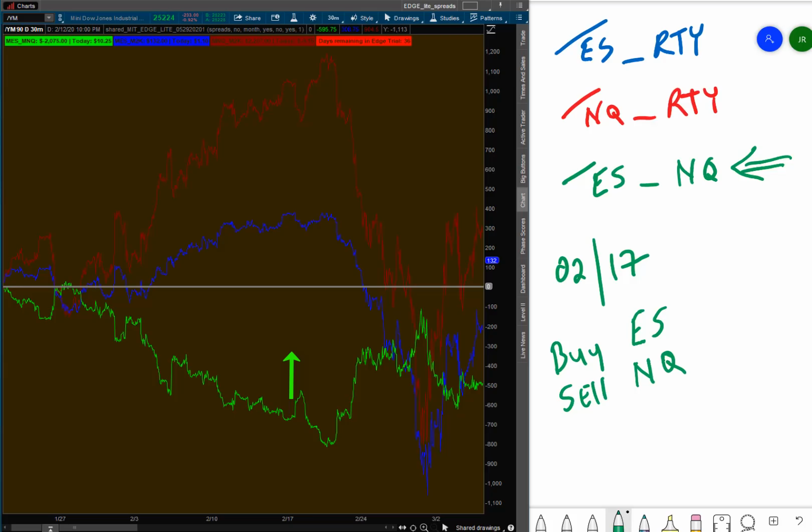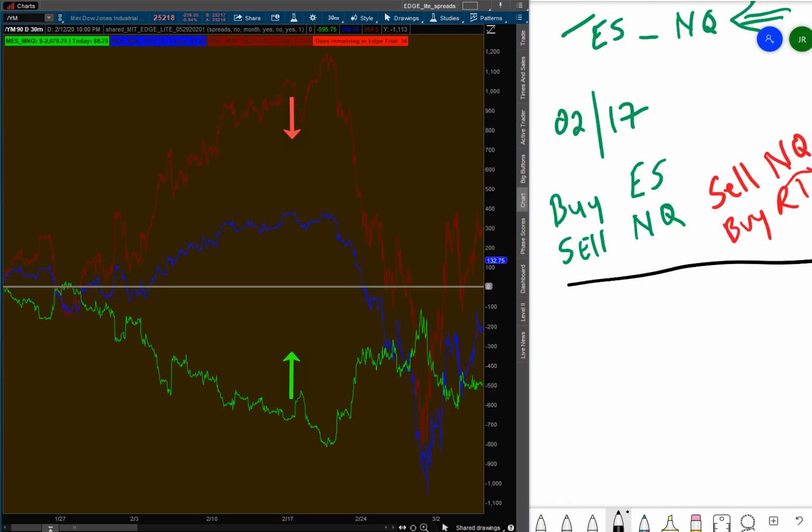We could also, at the same exact time, either sell the blue line or sell the red line. Maybe the red line looks more expensive on this chart. Let's sell the red line. If we sell the red line, we sell the NAS and we buy the Russ. That's the entire position. Taken down to the lowest common denominator, it would just be buying one S&P, selling two NASDAQ, and buying one Russell. So that's the entire position.